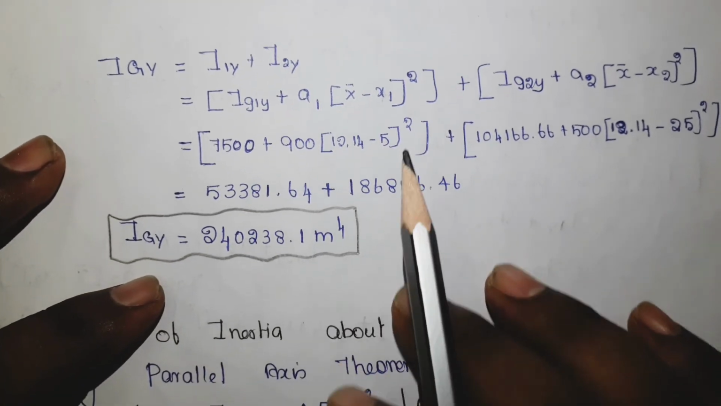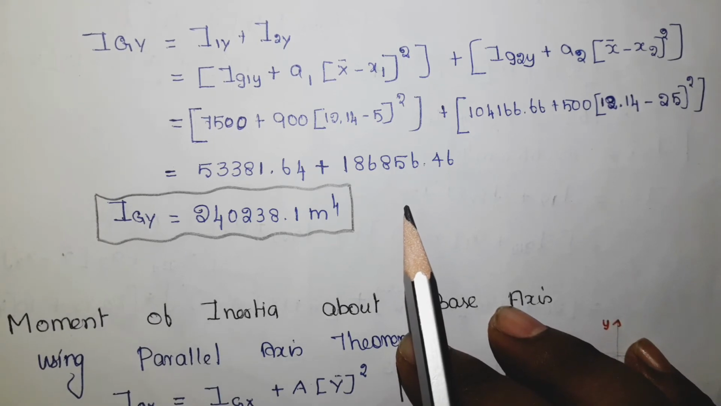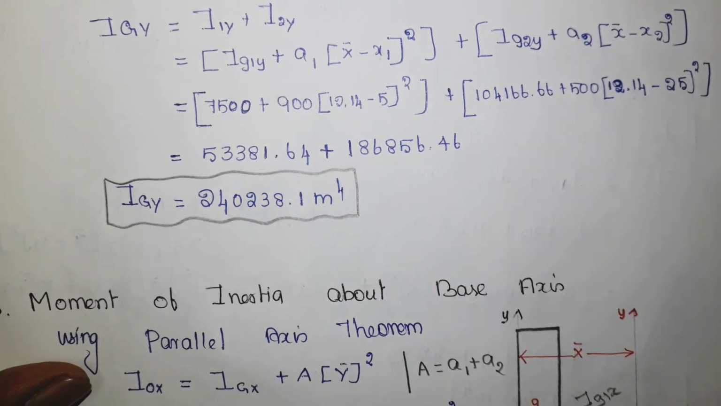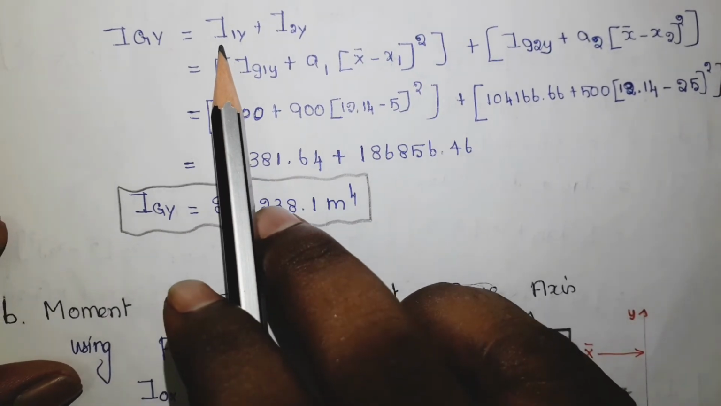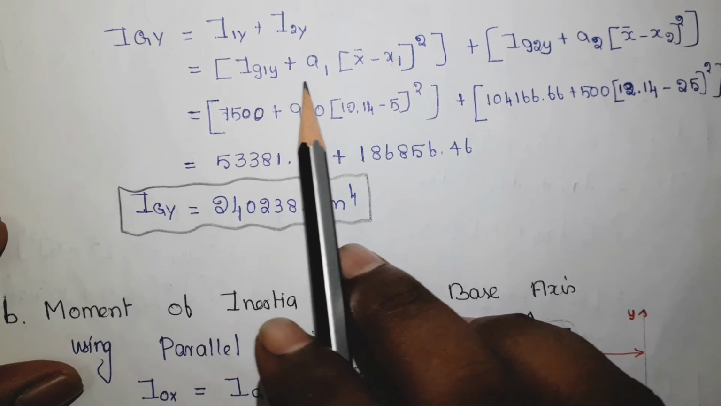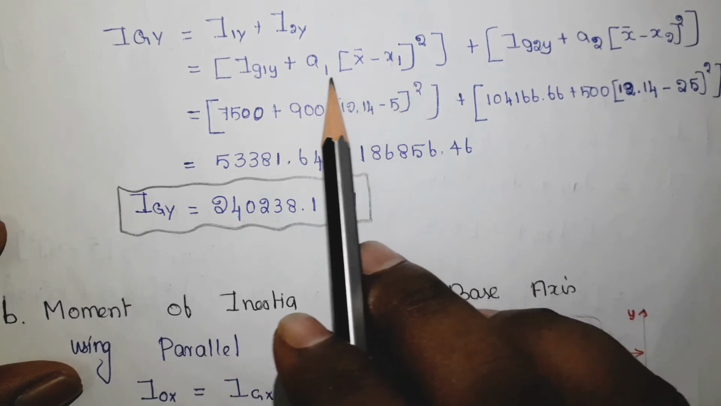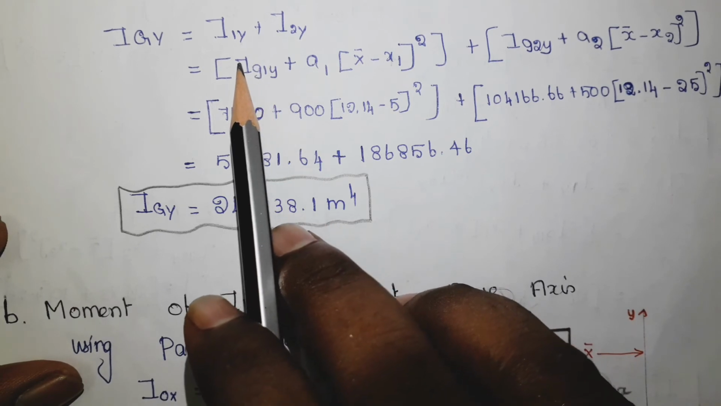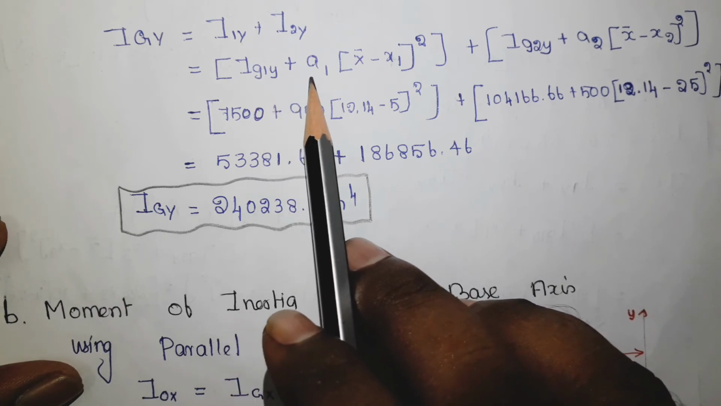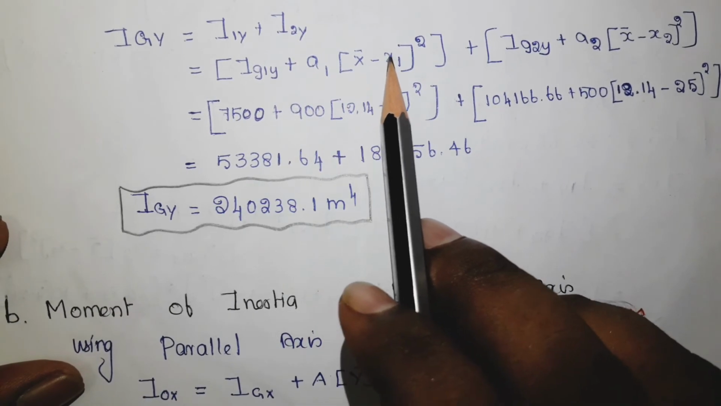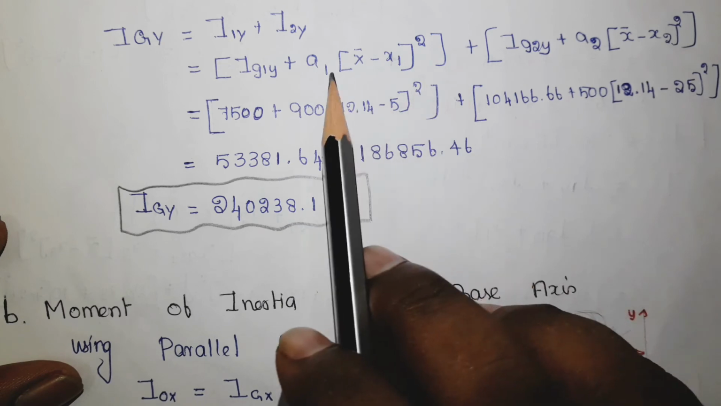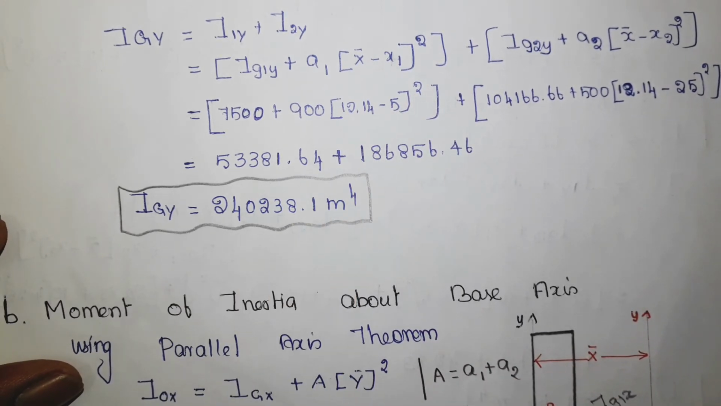In a similar manner, you can find the value for the centroidal y-axis also. Here is the formula, I1y plus I2y. This is the moment of inertia for the first rectangle, and this is for the second rectangle. I am going to use the parallel axis theorem, as we already discussed. I g1y with respect to the y axis, plus a1 times x bar minus x1 the whole square, plus I g2y plus a2 times x bar minus x2 the whole square. Substitute the values, and you will get the answer something like this.